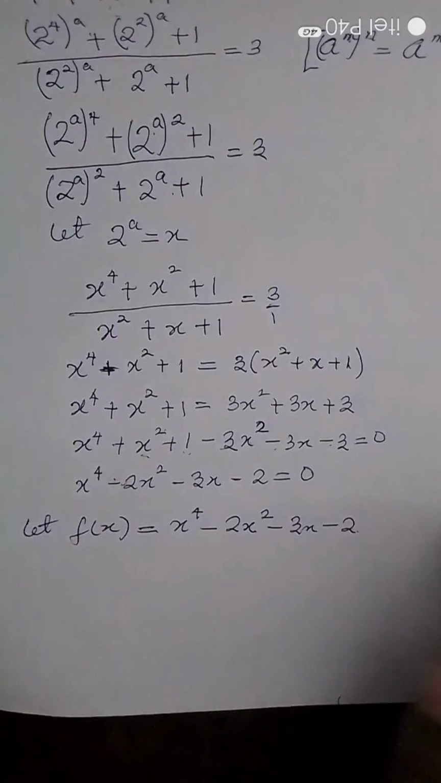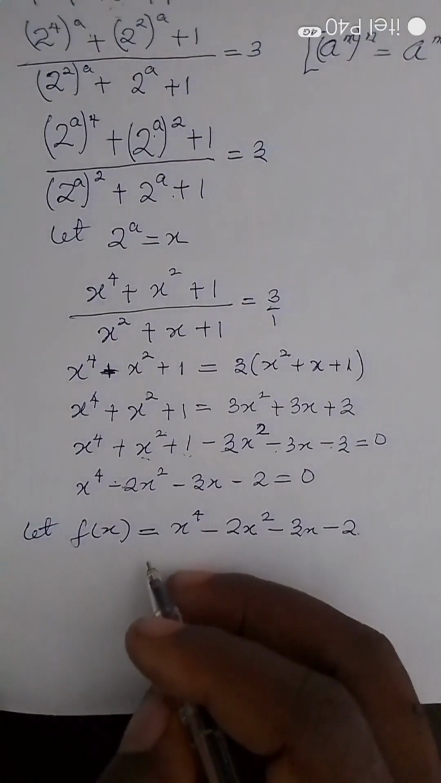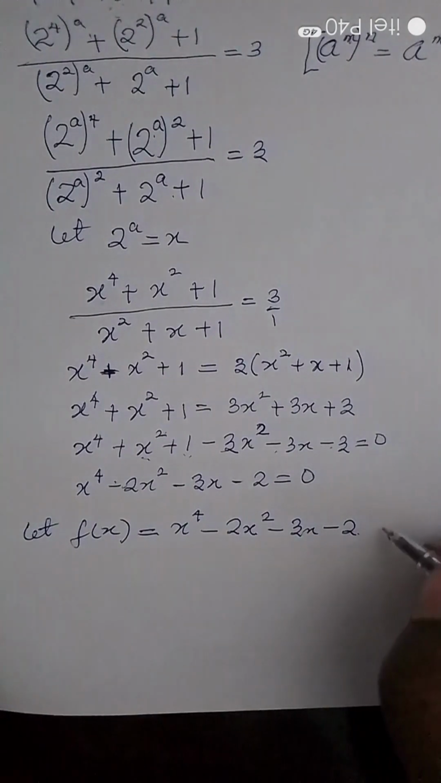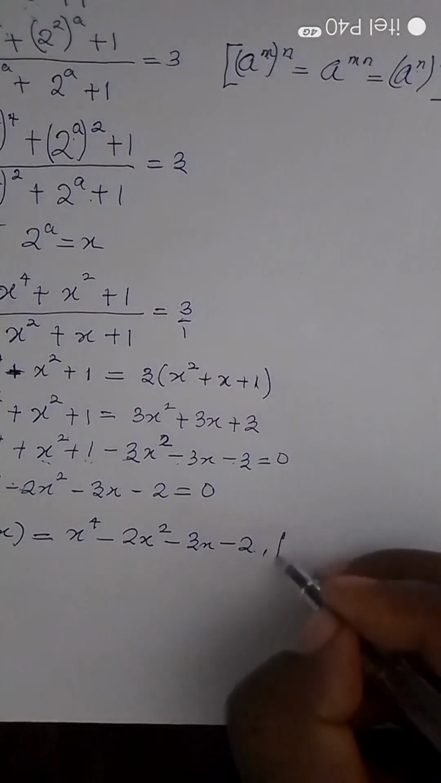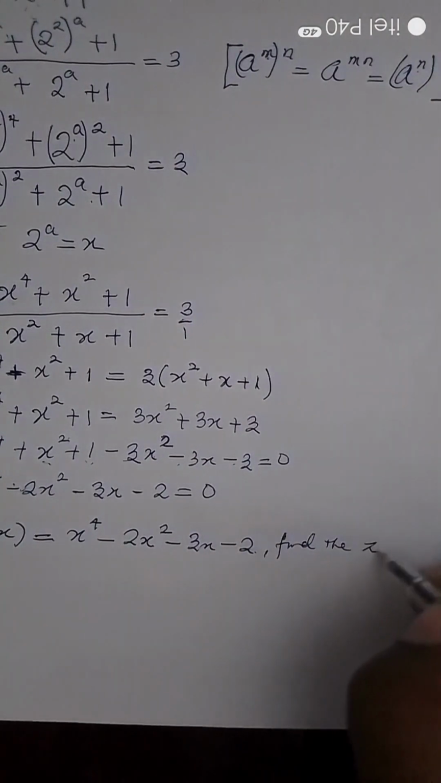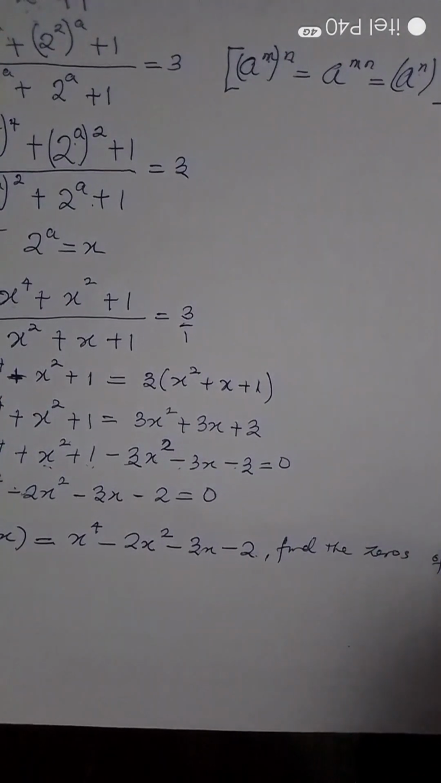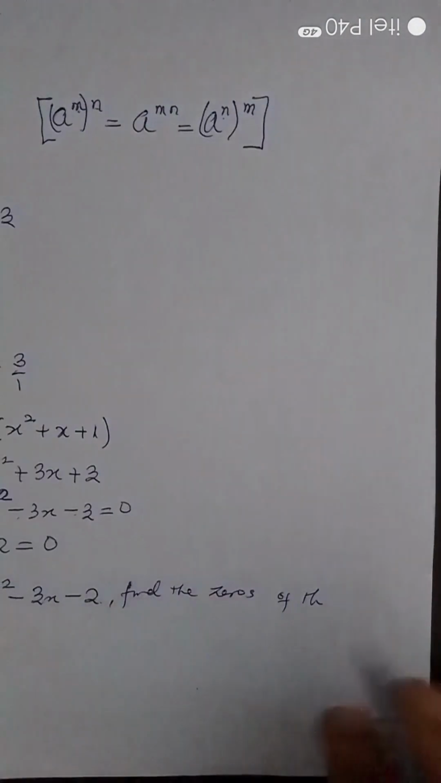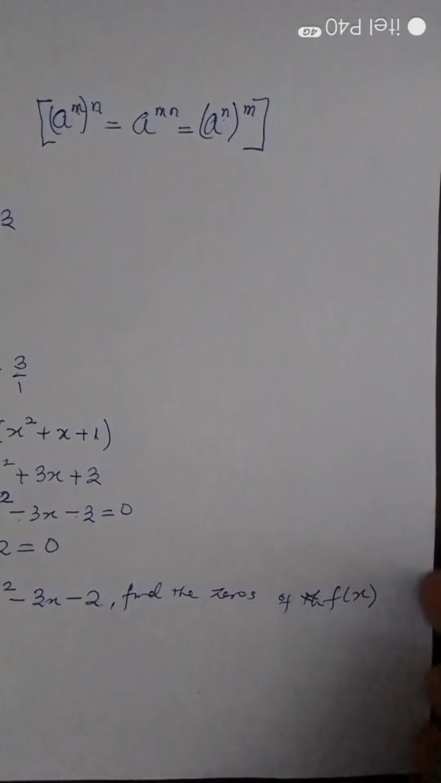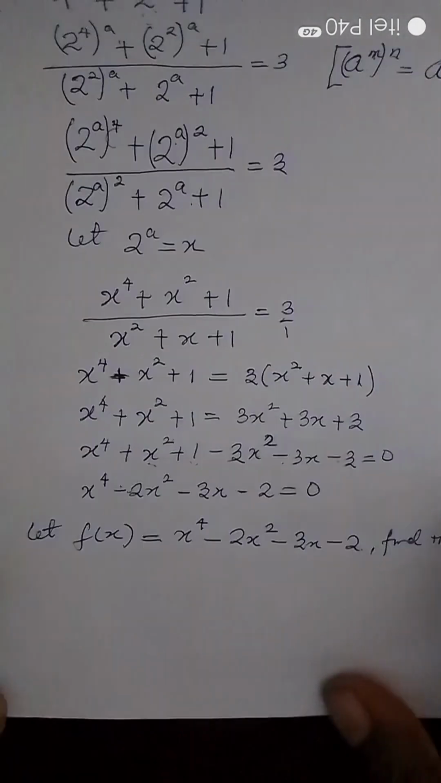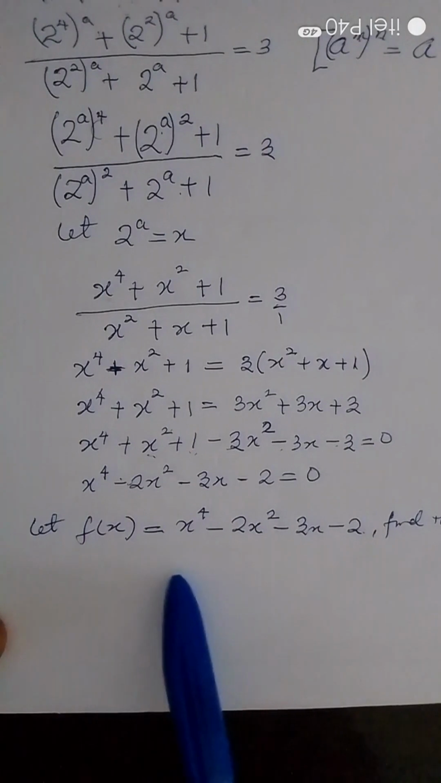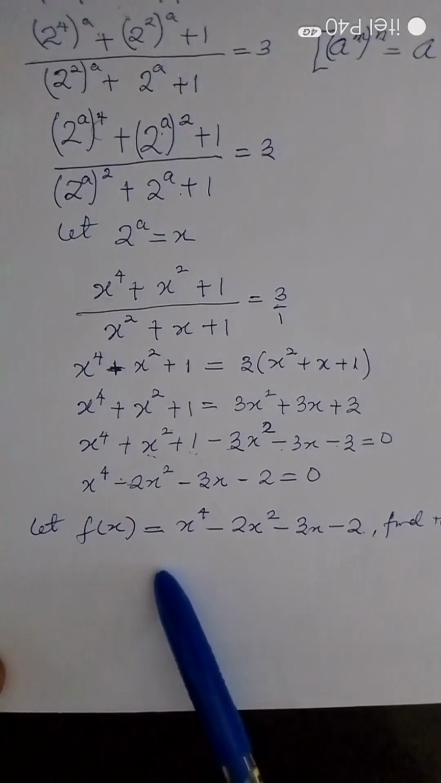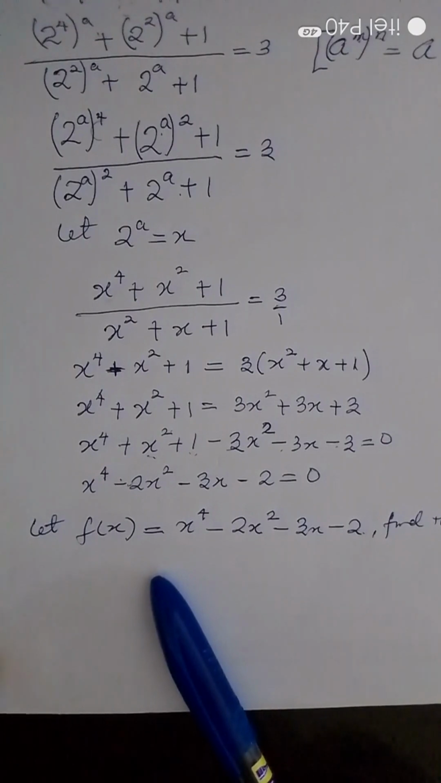So this is a polynomial function, and so we're going to now find the zeros of f of x. What we need to do now is to use a method of finding the zeros of f of x. So we're going to do a kind of trial and error.